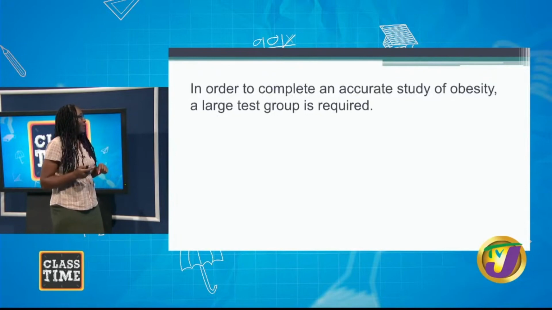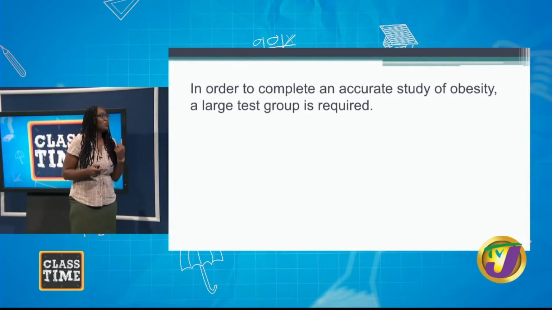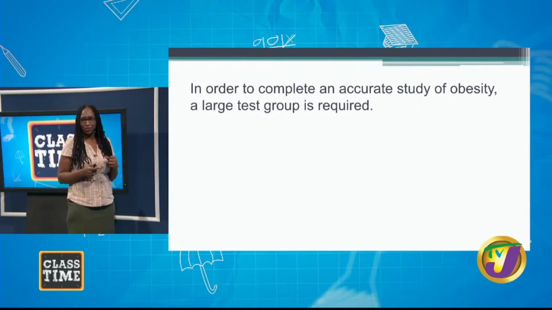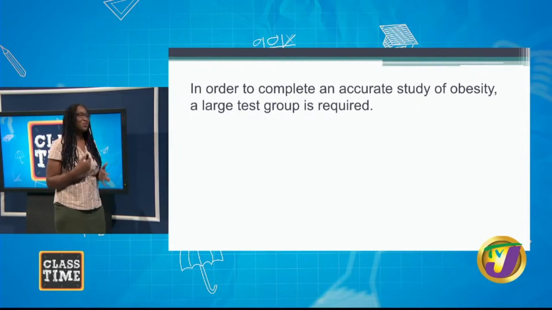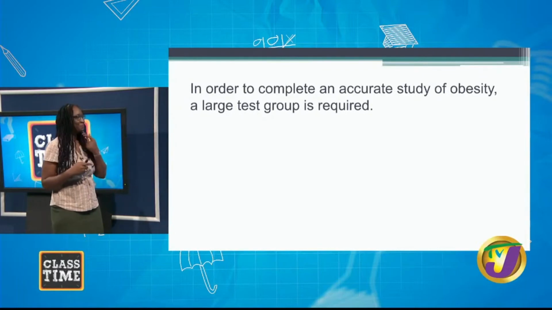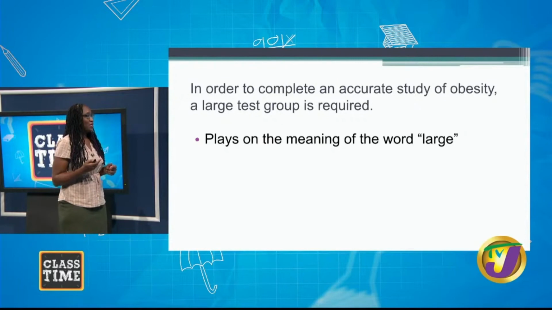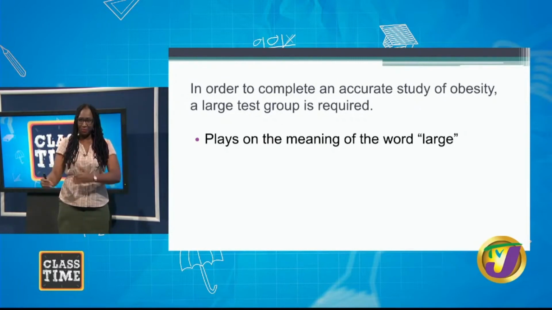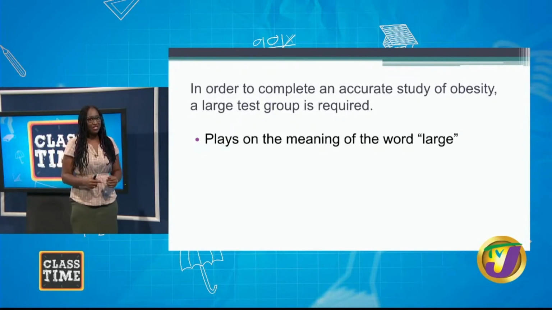Excuse me. Now look at this one. In order to complete an accurate study of obesity, a large test group is required. Where's the play on words there? In order to complete an accurate study of obesity, a large test group is required. Now, the word large. So you have large as in many different people, and you also have large as in the size of the people. So that is where the play on words comes in.